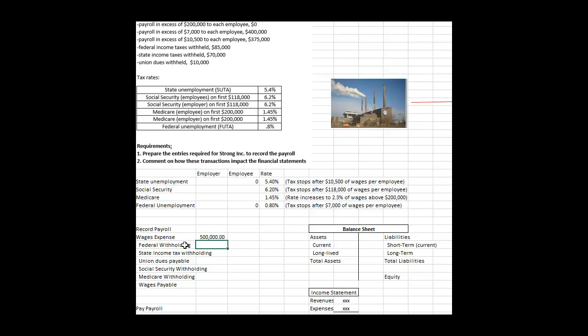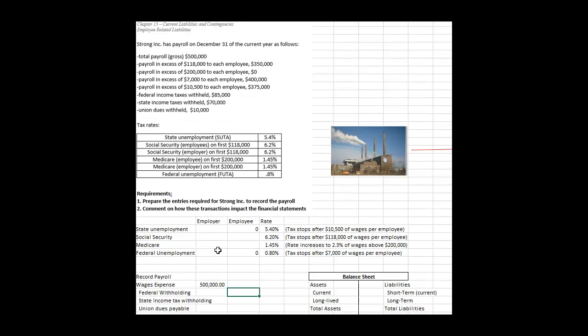I'm going to create all of these little buckets, or these current liabilities, and I'm going to put in there the amount I'm holding out of their check. So the federal withholding here is $85,000, and that would come from a calculation that a software program would do for the organization. State income tax, same thing. Taxes levied by the state on the individual, so $70,000. And then I have these union dues payable, 10,000. So these are easy because they're already calculated for us.